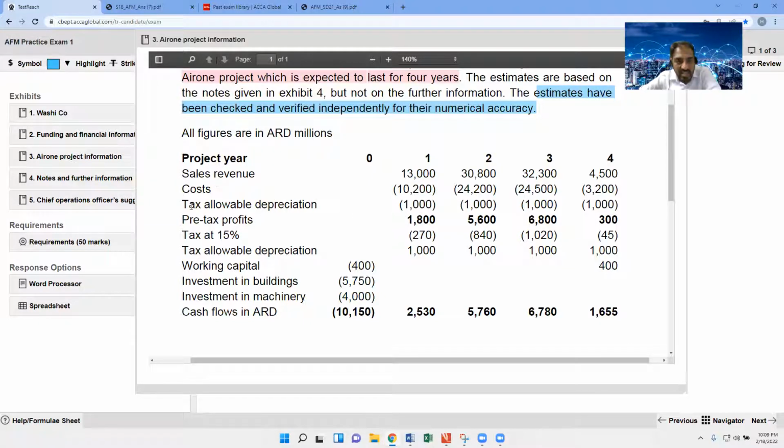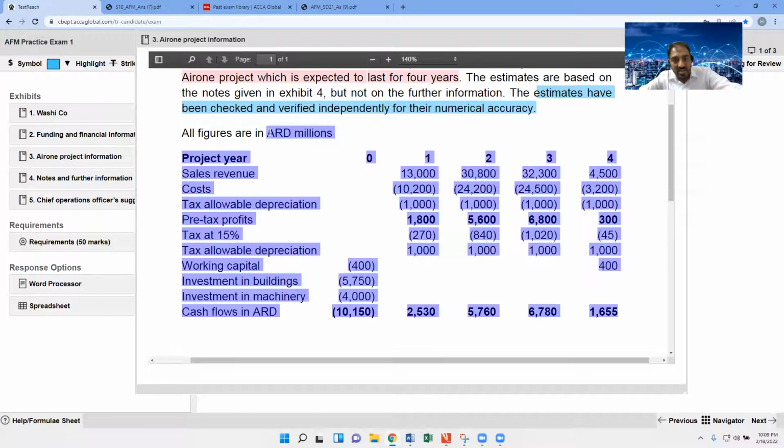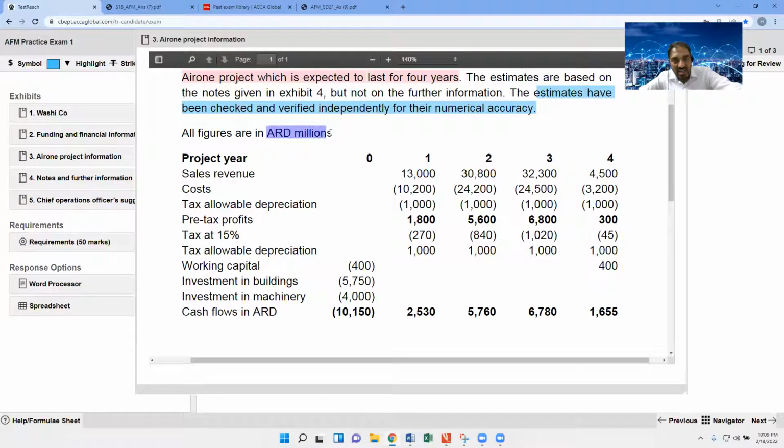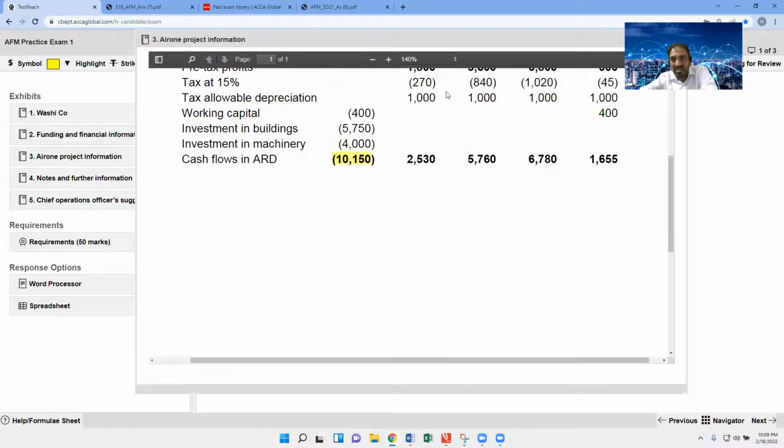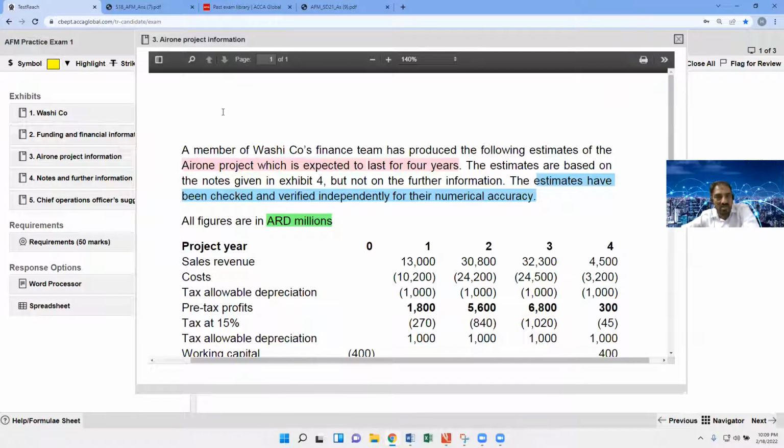So sales revenue, cost, tax allowable depreciation, pre-tax tax allowable depreciation, that is ARD million. That is the foreign investment, and the foreign-based cash flows are already given. Important point is that the investment we require in ARD is 10.1050 million. That is the point, and the only thing in this question. That's all.